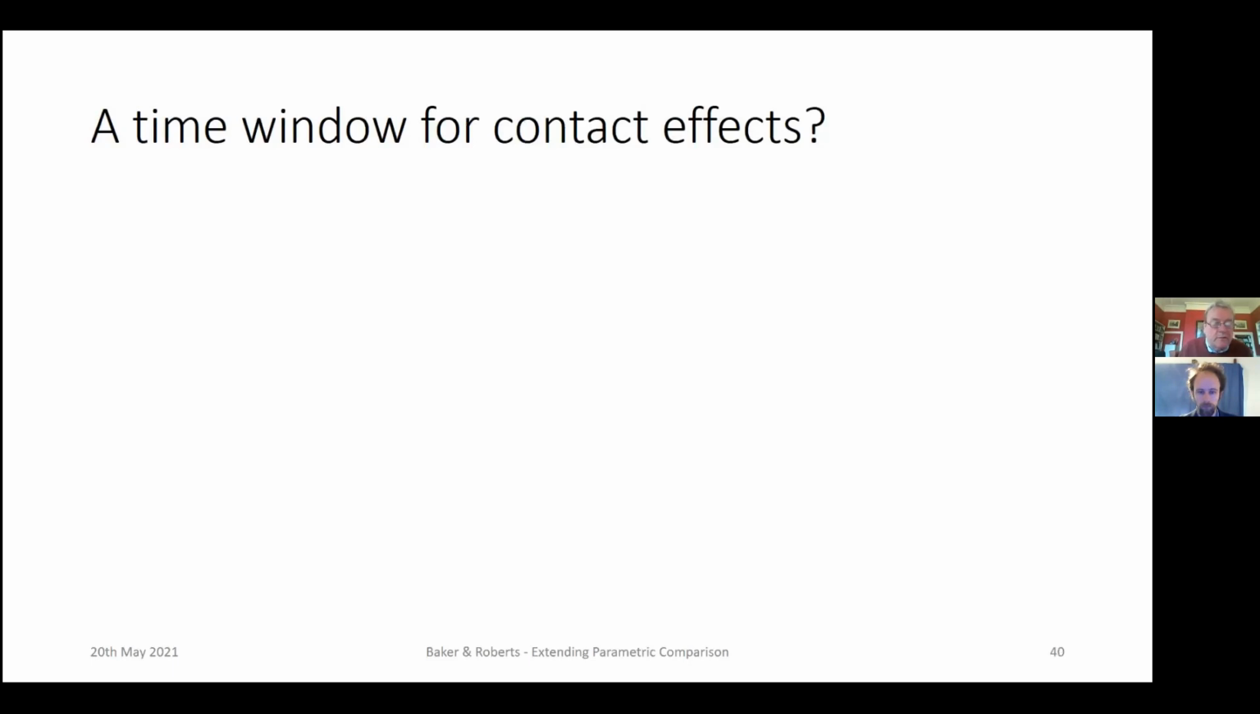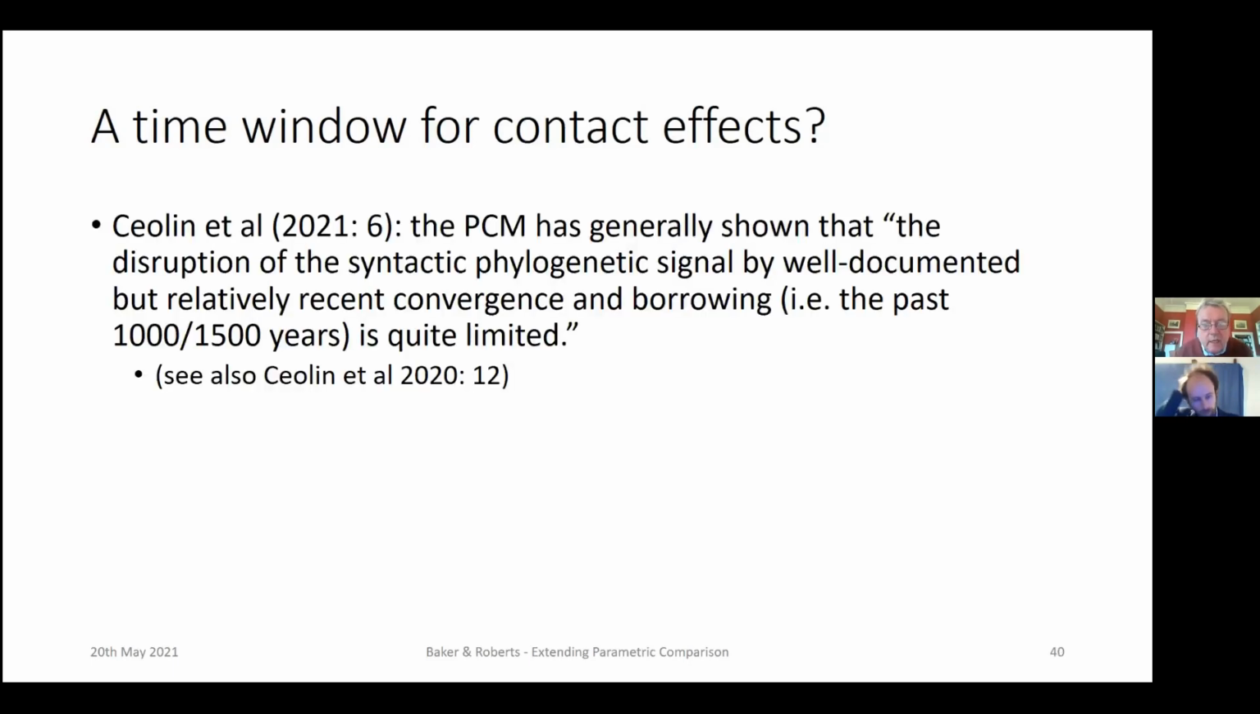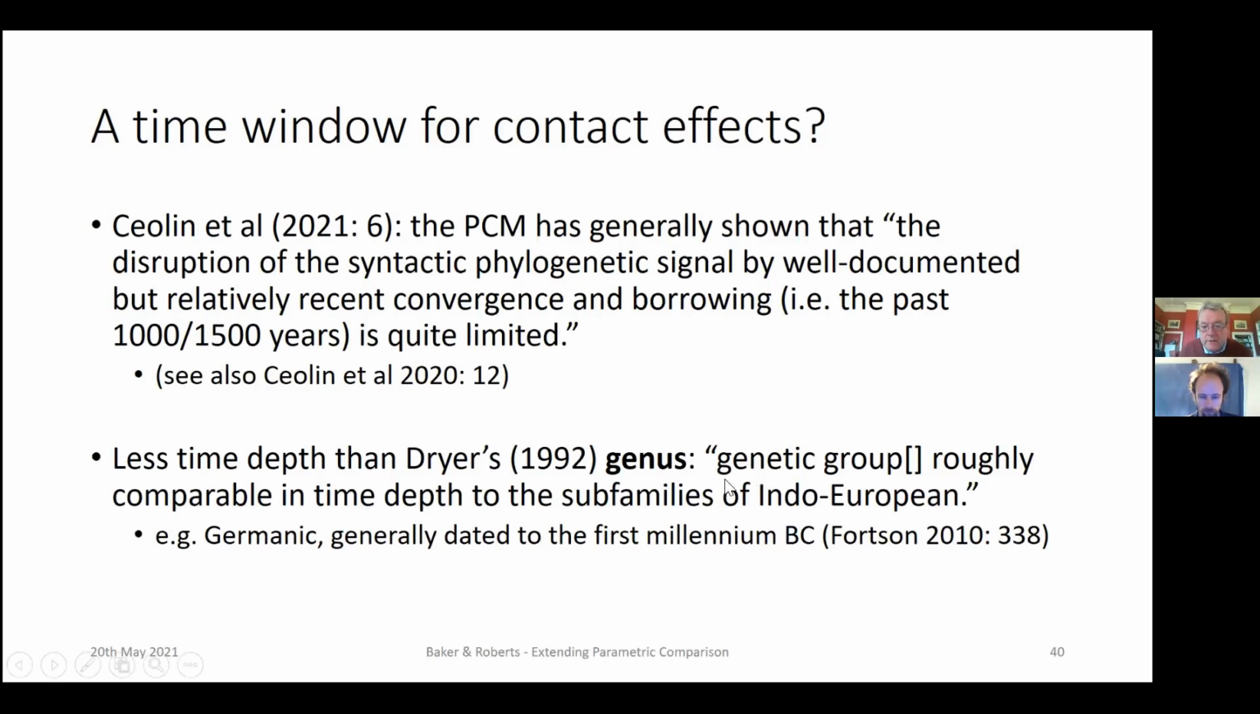A further point that emerges, again, from the work by Ceolin et al. is that there seems to be a kind of time window for the contact effects. So in general, their conclusion, again, in relation to their work on nominal parameters, is that the disruption of the syntactic phylogenetic signal by well-documented but relatively recent convergence and borrowing, which they define as in the last 1,000 to 1,500 years, is quite limited. So this is a lower time depth than Dryer's genus. Remember, Dryer's 1992 definition of a genus is a genetic group roughly comparable in time depth to the subfamilies of Indo-European, i.e. at least 2 millennia.